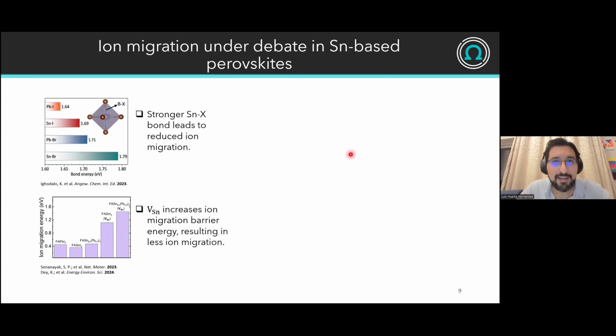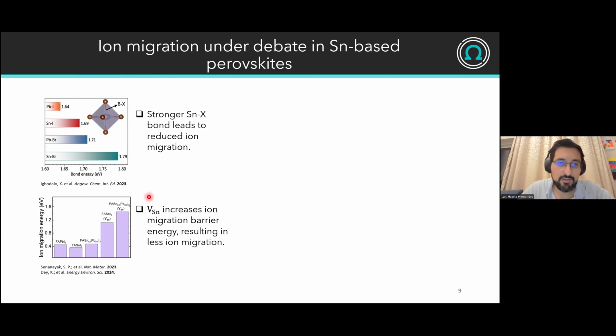Sorry about that. And so when I started looking into ion migration in tin perovskites, I found that there was still a bit of debate on how this was happening, because we have basically two views. One of the views was that you have less ion migration when you have tin. And one of the theories to explain this was that you have a stronger bond between the tin and the halide than the lead and the halide. So since you have a stronger bond, you basically lock in that iodide so it cannot move around the lattice.